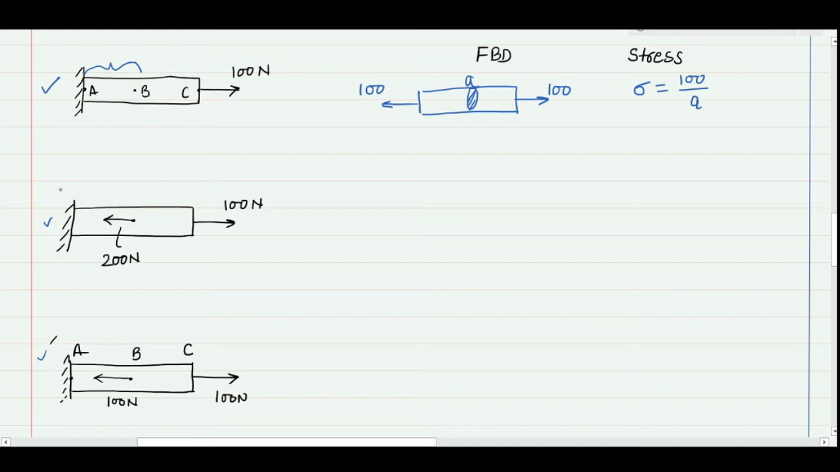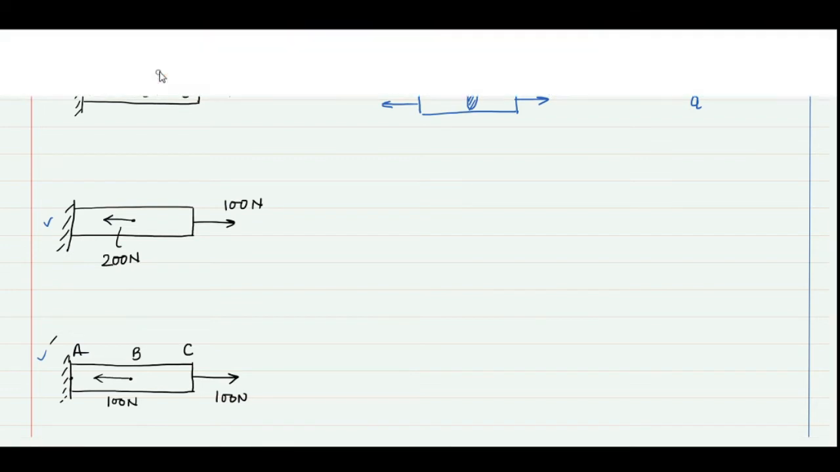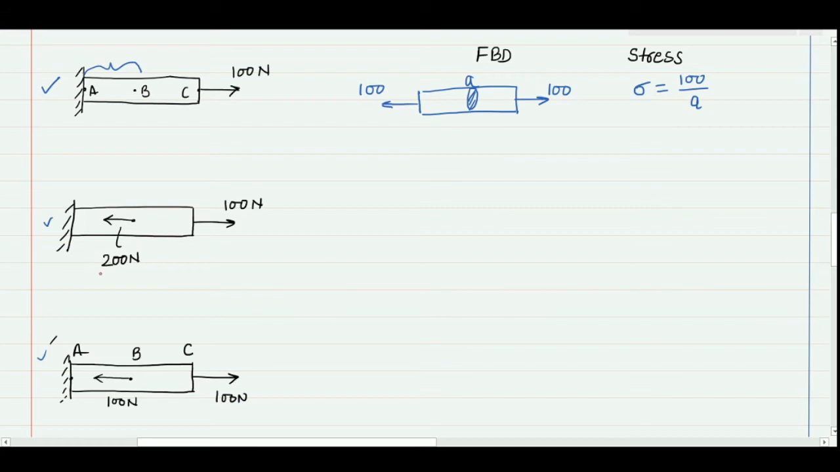Now let's see the second problem. In the second problem, in addition to the 100 Newton force, I have a second force, which is an external force of magnitude 200 Newton. It is acting at point B, and now I have to find the change in length or the nature of stress in this section AB as well as in section BC. For that, again we have to make the free body diagram.